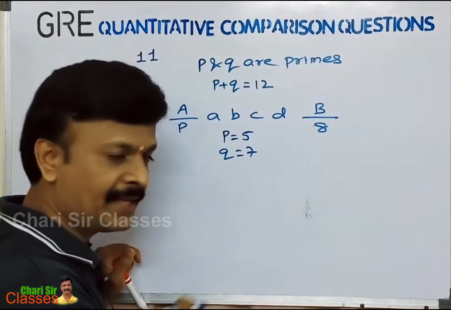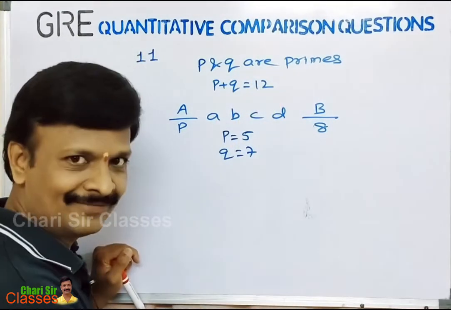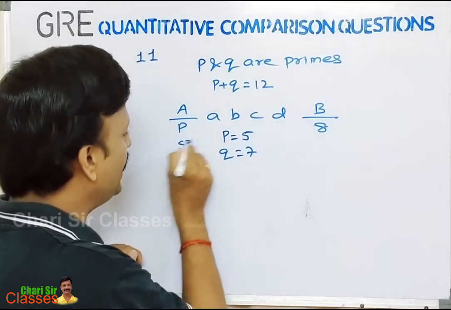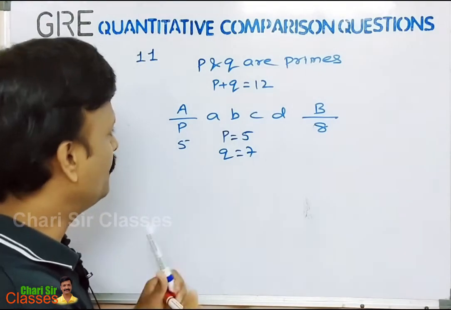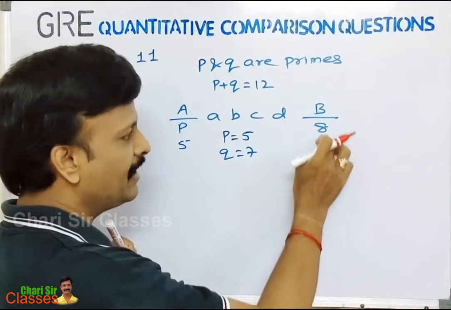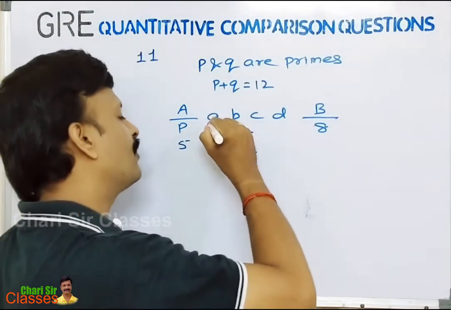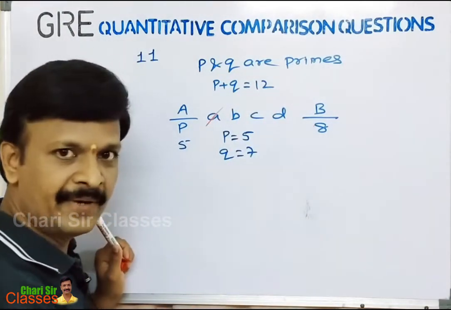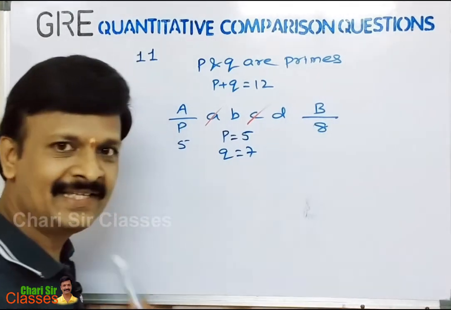5 and 7 are primes and whose sum is equal to 12. Now P value is 5, we write it here. Now compare the quantities. Quantity A is 5, quantity B is 8. 8 is greater than 5, therefore quantity B is greater. You can eliminate A and you also can eliminate C.